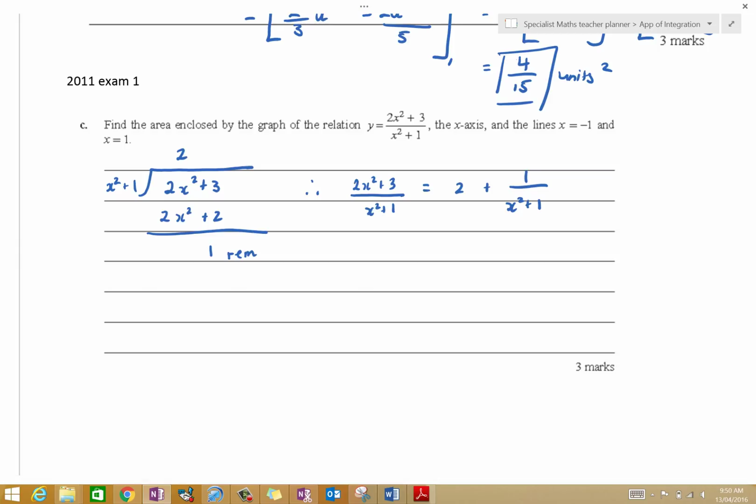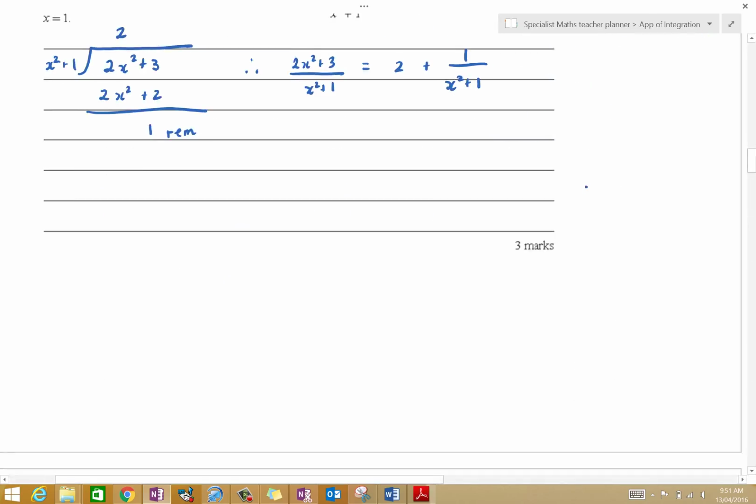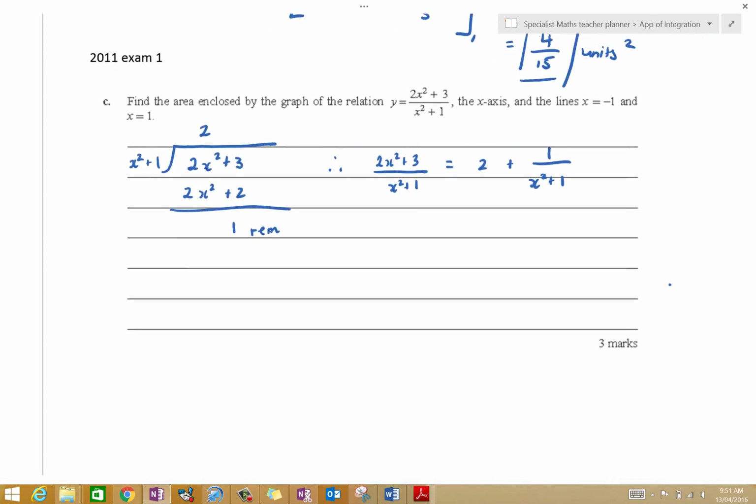Now we want to find the area enclosed by the graph between x equals minus 1 and positive 1. Do you think this is going to be symmetrical? Would you agree it's going to be symmetrical? Or would you agree that it's going to be positive? It's all going to be positive. So if it's all going to be positive, let's not worry about whether it's symmetrical or not. We're looking at positive area, aren't we?